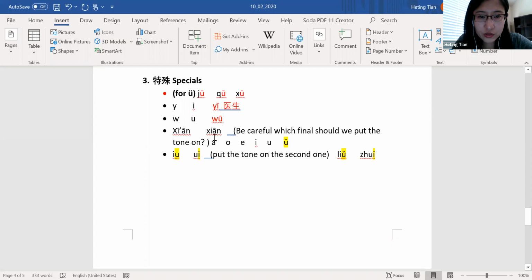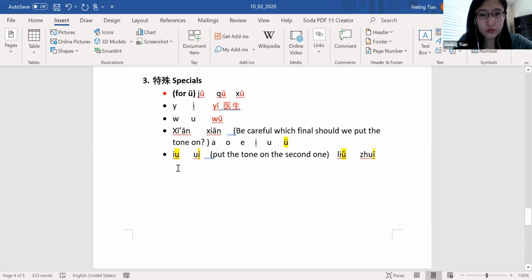Which finals do you need to put the tones on? You need to follow the order of this: 啊、喔、一、乌、ü. When you see, for example, 先 has e and a, so you need to put the tone on the top of a because a goes first in this order. But when you see these two, you cannot follow the rule in this part because you need to put the tone on the second one.